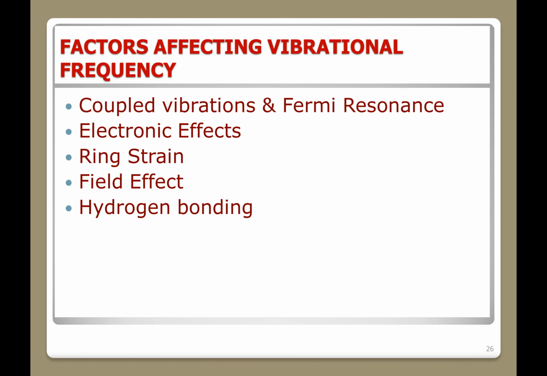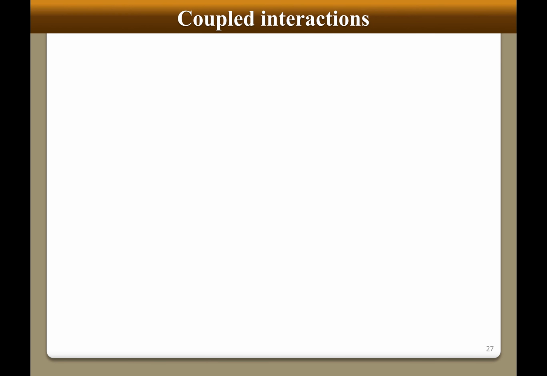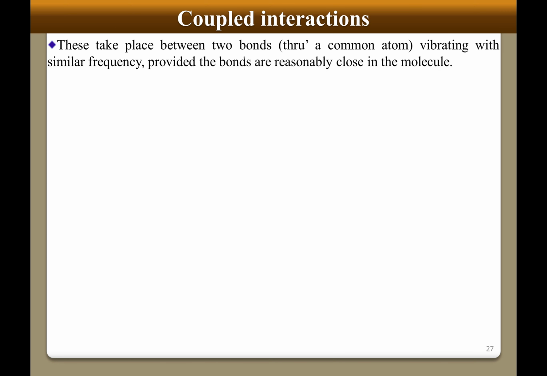Now we will see, last, what are the factors which affect the vibrational frequency. So there are coupled vibrations, Fermi resonance, electronic effects, ring strain, field effect, and hydrogen bonding. Coupled interactions take place between bonds vibrating through a common atom, bonds of a common atom vibrating with similar frequency.